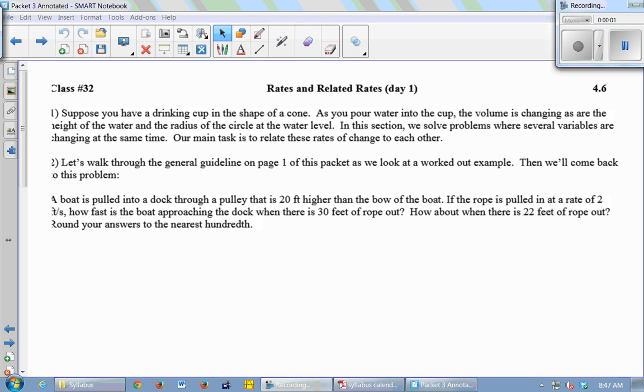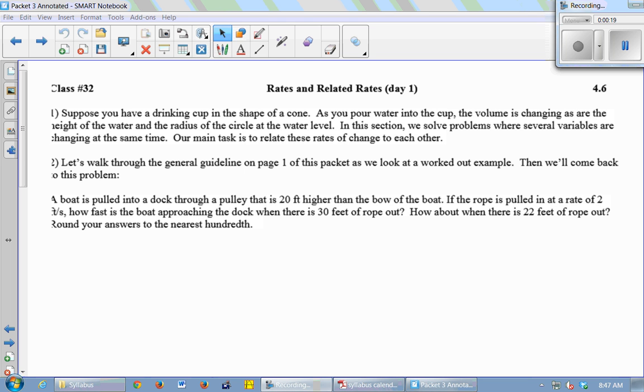Today we're going to spend 2 days on this topic because these problems can get tricky, but they have all basically the same setup. So we're going to do some basic ones today and some trickier ones on Monday.